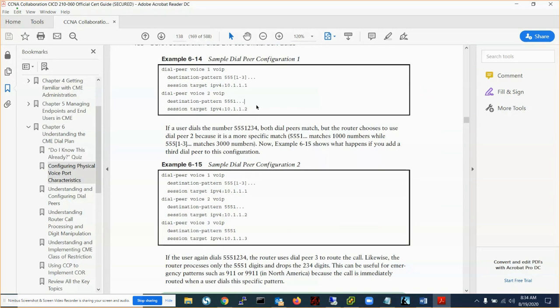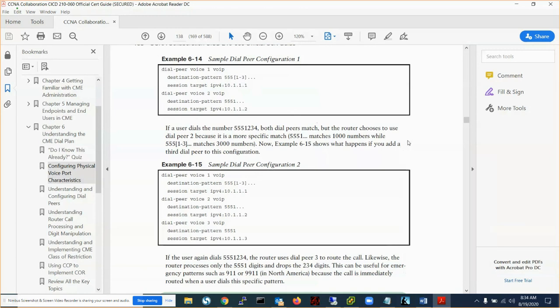But you realize something here, right? What we're going to find out here, because remember the first dial peer is 5551 to 3. Now if you press 5552, then it will know to use this dial peer. But if somebody presses 5551, it matches both dial peers there, right? As you can see here.